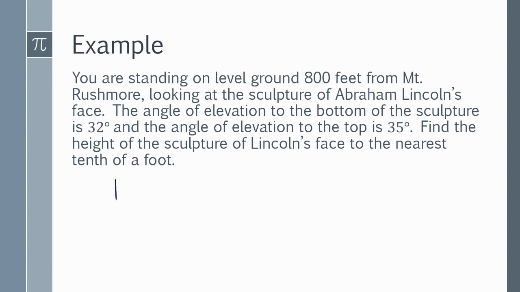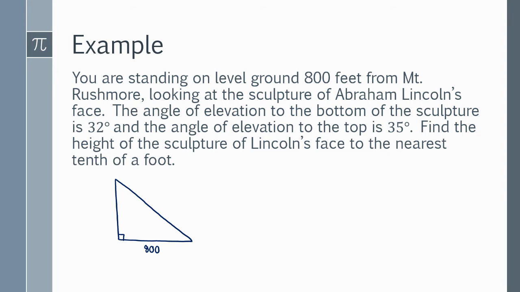All right, so this one is going to involve a little bit more than just your basic triangle here, but we do want to start off with the triangle. If it says you're standing on level ground 800 feet from Mount Rushmore, we're going to have that vertical side represent the height of Mount Rushmore, and so we want 800 to be on the bottom. It says the angle of elevation to the bottom of the sculpture is 32, and then from the top is 35.